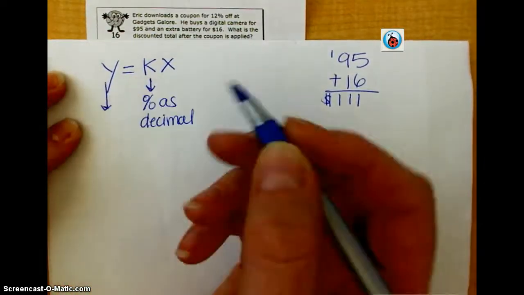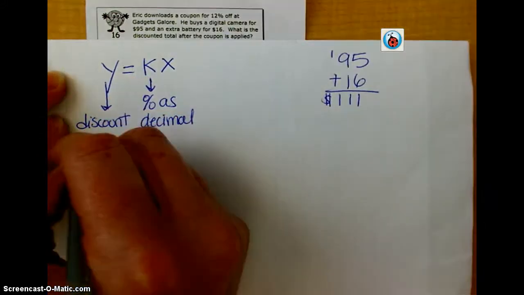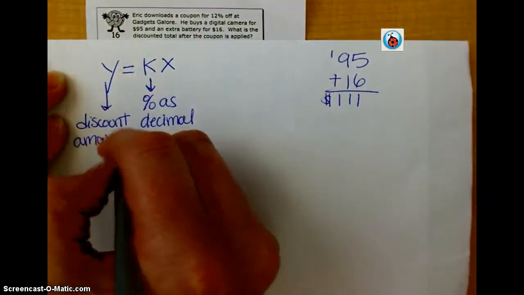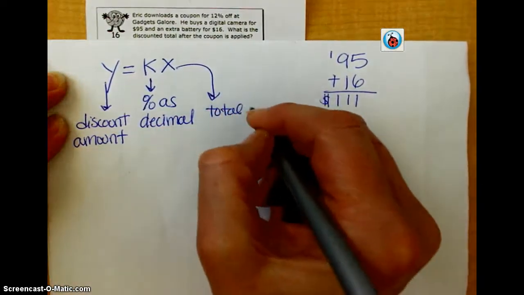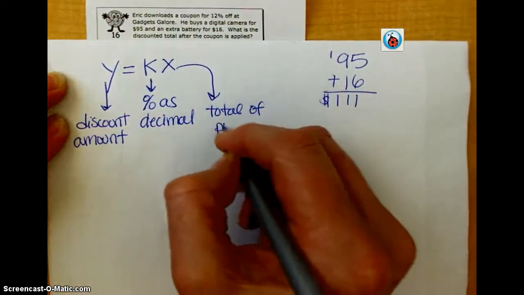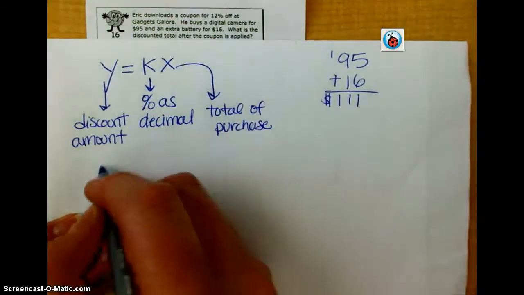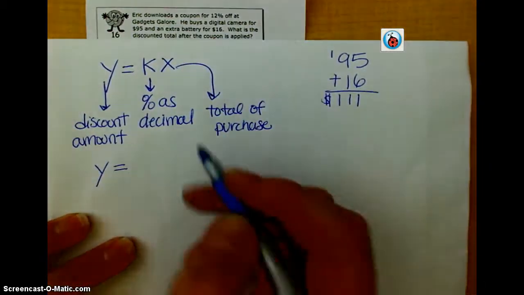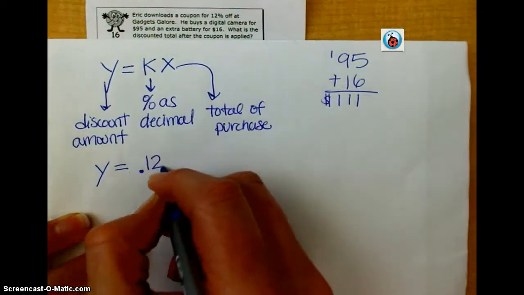Y in this problem is going to be the discount amount, and x is going to be the total of the purchase. We are looking for our discount amount. The k is going to be 12 hundredths.